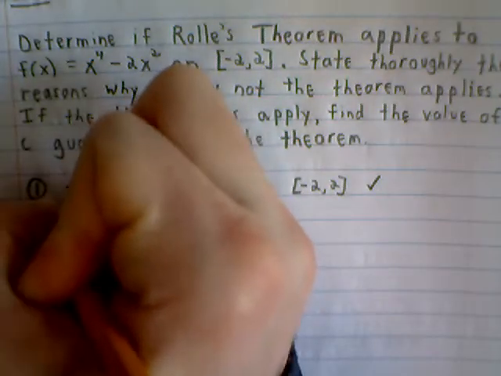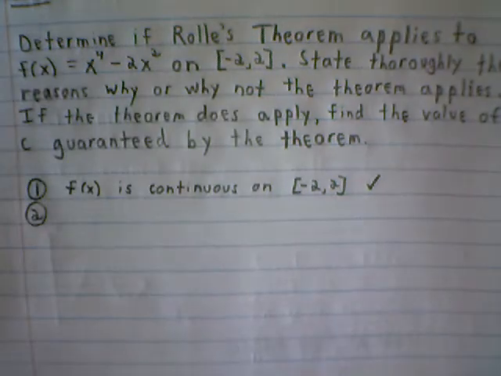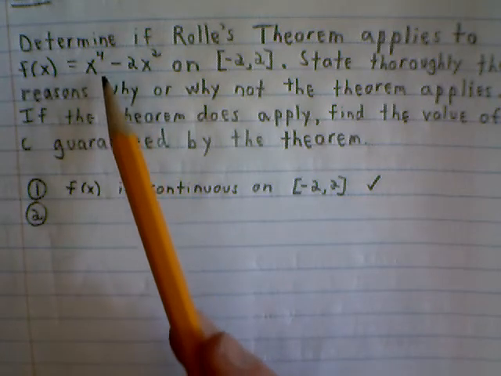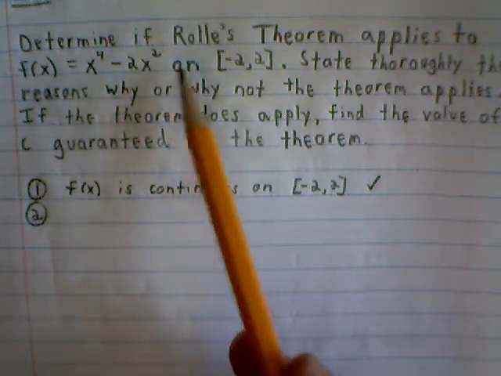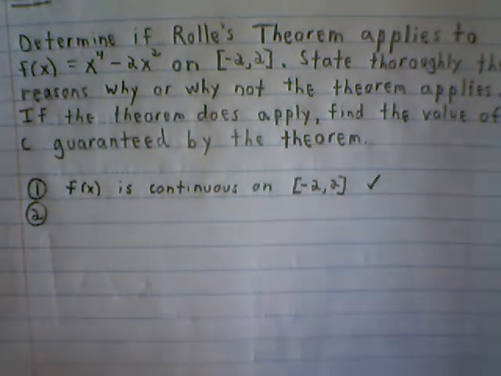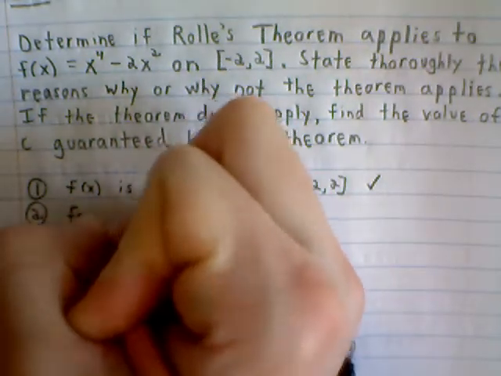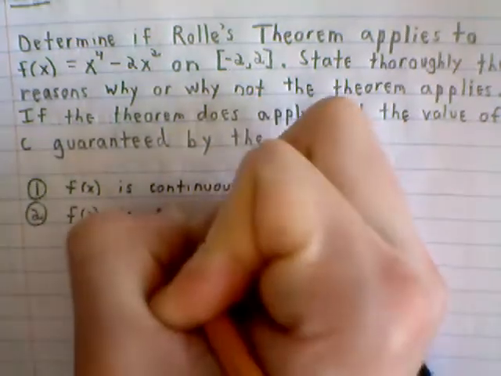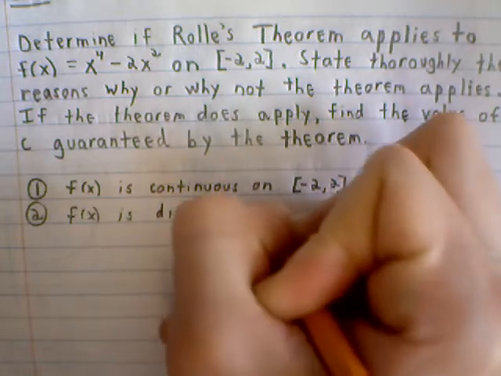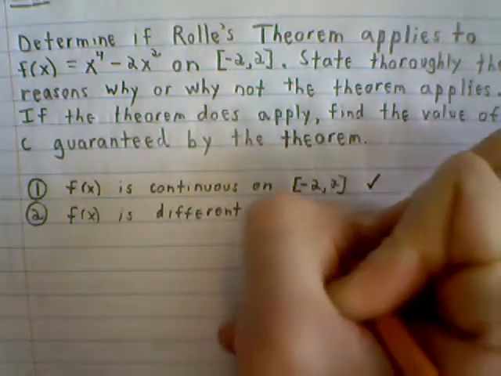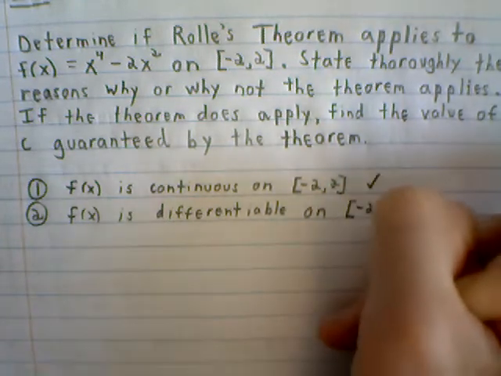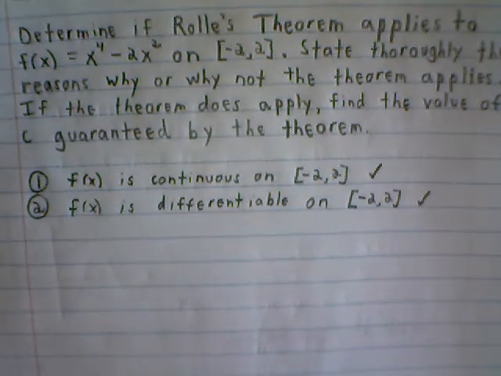If you review back to the theorem, condition 2 is that this function is differentiable. I can take the derivative of this function. There are no sharp turns here. It's not an absolute value function. This function is differentiable. We've been taking the derivatives of polynomials for a while. So f of x is differentiable on (-2, 2). So we've got our second condition.